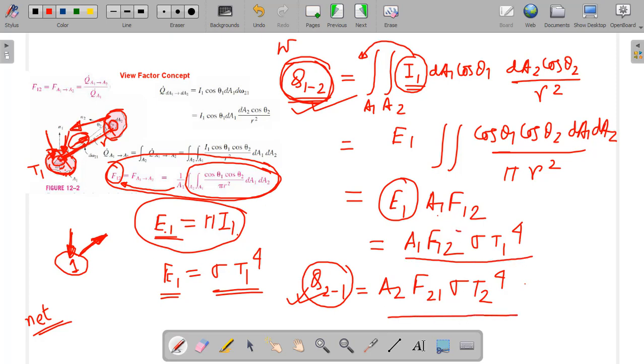And already we know from the reciprocity rule that A1 F12 is equal to A2 F21. So these two quantities are basically the same. So you can take this quantity along with sigma as common, and it will remain sigma times T1 to the power 4 minus T2 to the power 4 in the bracket.